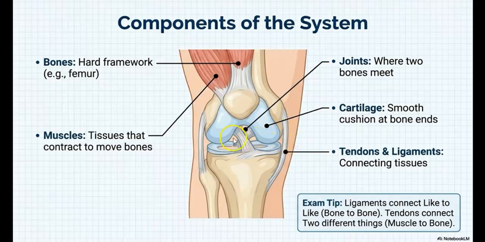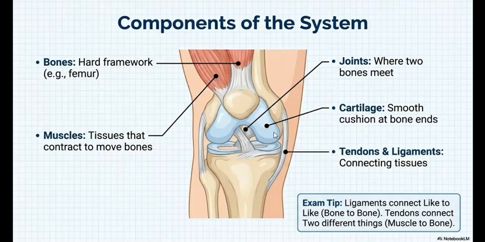Now look here, this white structure is called a tendon, as we have seen before. Tendons connect muscle to bone. Finally we have the ligament. Here is the ligament. Ligaments connect one bone to another bone. Okay, a very easy trick to remember: ligaments connect bone to bone, tendons connect muscle to bone. Students often get confused between these two, so make sure you remember this difference.